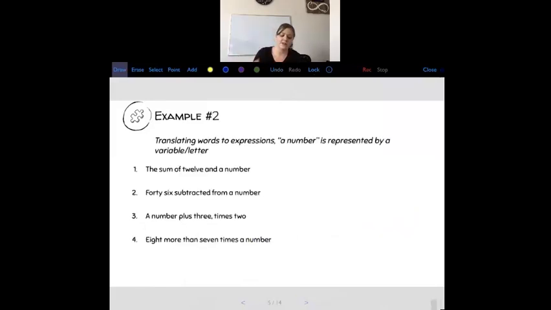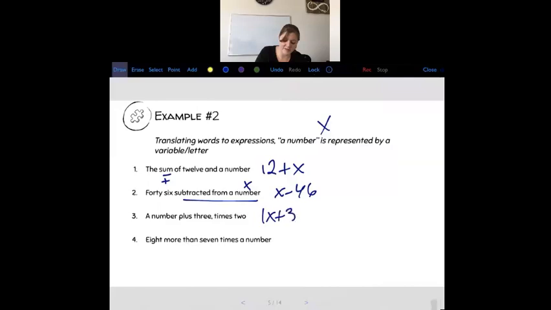Going the other way around, translating words to expressions, use a number, so we'll use the variable x here. If we're talking about the sum of 12 and a number, sum denotes addition, so we're talking about 12 plus a number, denoted by x. 46 subtracted from a number, this is where it's backwards, so it's x minus 46. A number plus 3, and then comma, times 2. So this could read a number plus 3 and then the whole thing being multiplied by 2. And the last one, 8 more than 7 times a number. So we have 8 more than is plus, and 7 times a number is 7x.